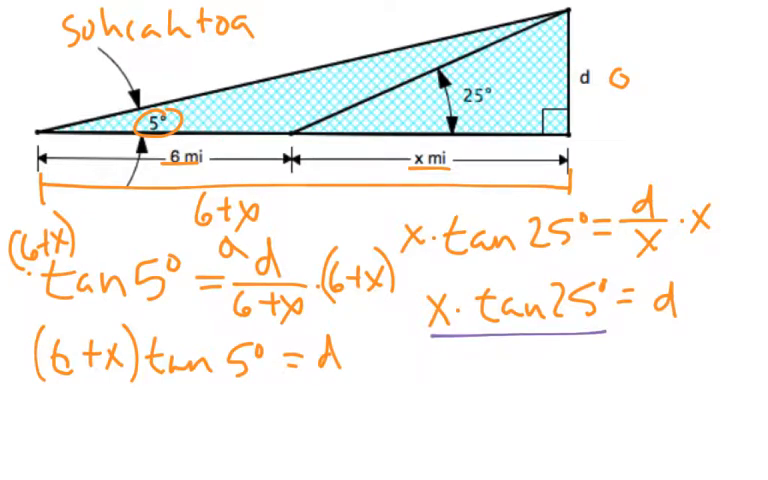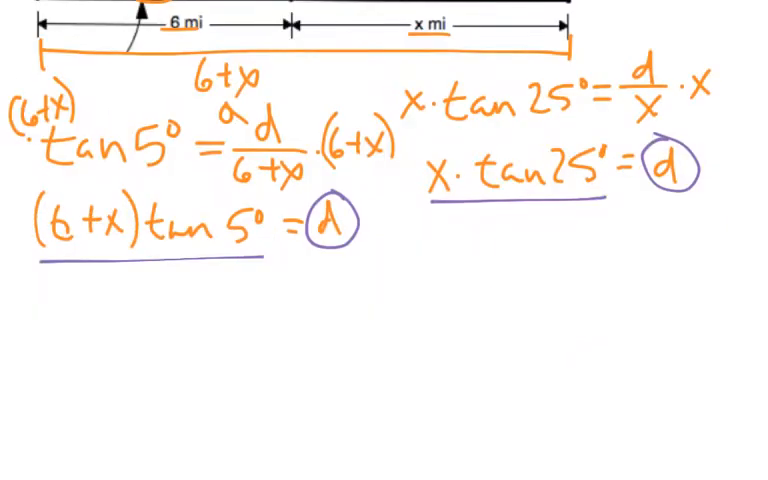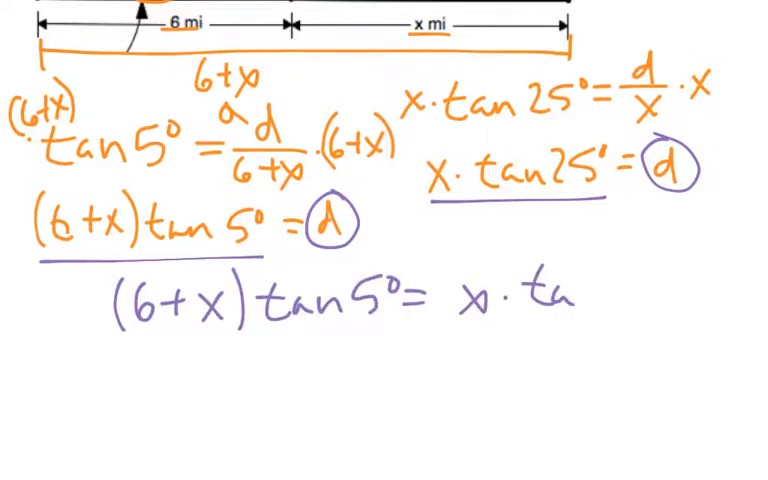Now notice here, this and this are both equal to the same thing. So I can set them equal. So I know that the 6 plus X times tangent of 5 degrees is equal to X times tangent of 25 degrees. Okay, now why would I want to do that?